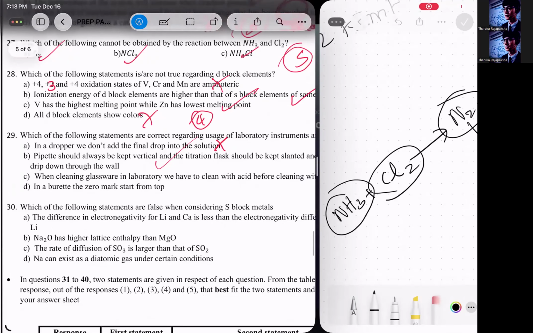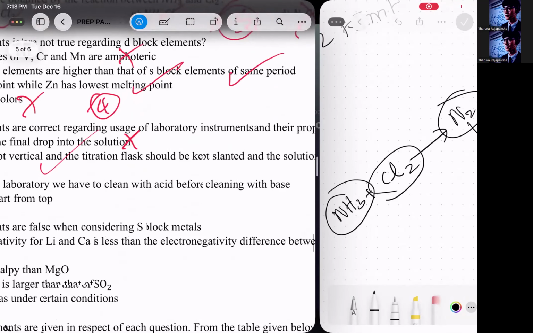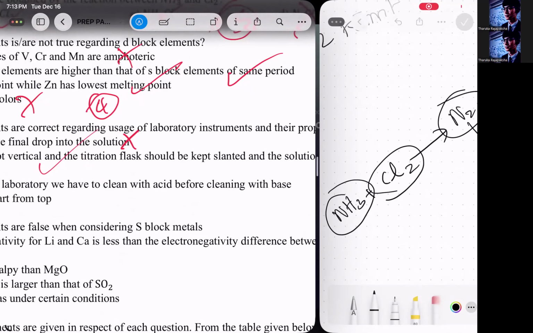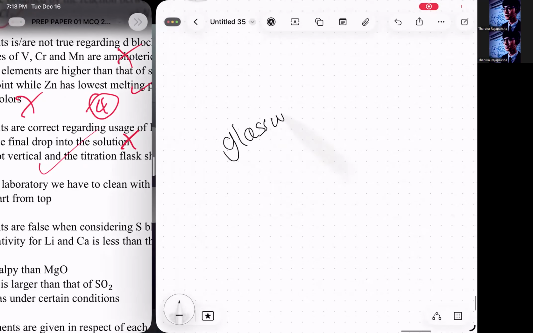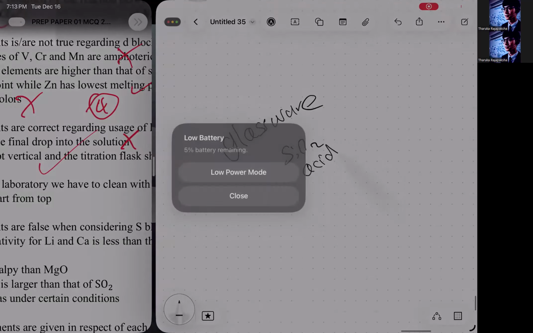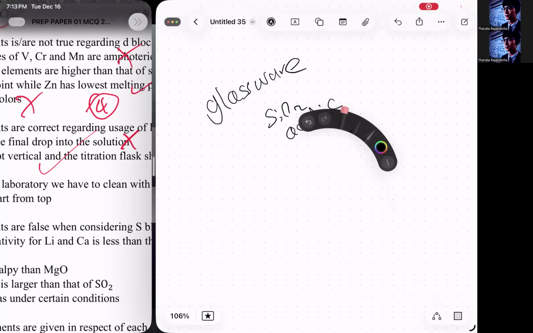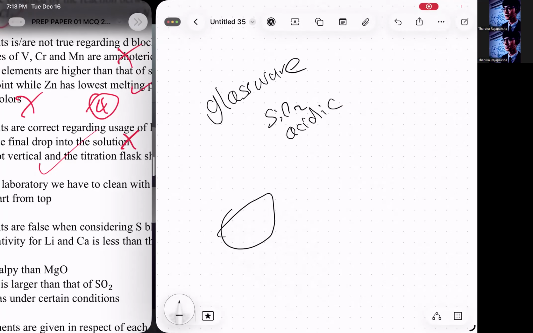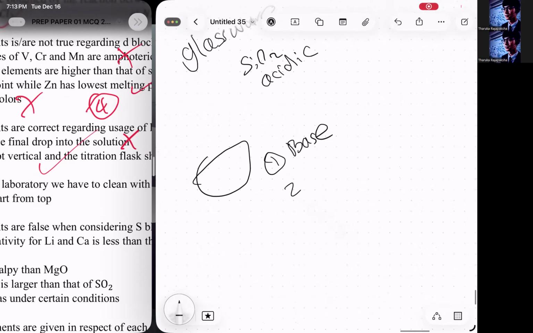When cleaning laboratory glassware, we have to clean with base before cleaning with acid. No, people. Now, I'll tell you the scenario behind this. Glassware is made of silicon dioxide, which is acidic. So you first wash this glass with a dilute base. Then only you add the acid.